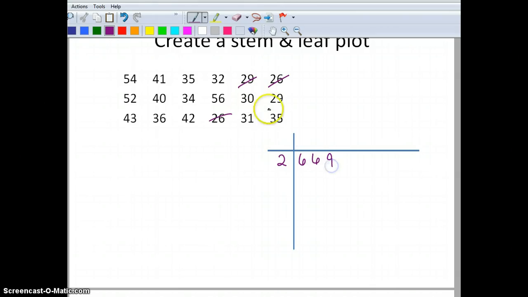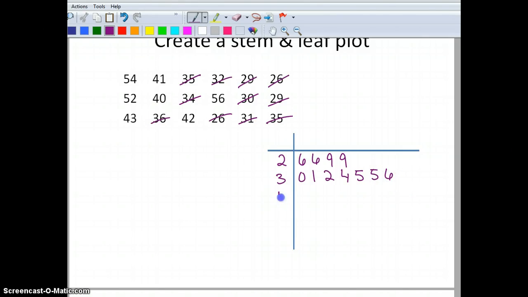29, so I have a 9, and there's another 29. Now let's go to the next one. I think that's all the 2s, so let's look at the 3s. I start off with a 30. Okay, there's a 31, 32, okay, 34. Okay, I have a 35 and a 35, so I need to do 2 5s. And let's see, there's a 36.